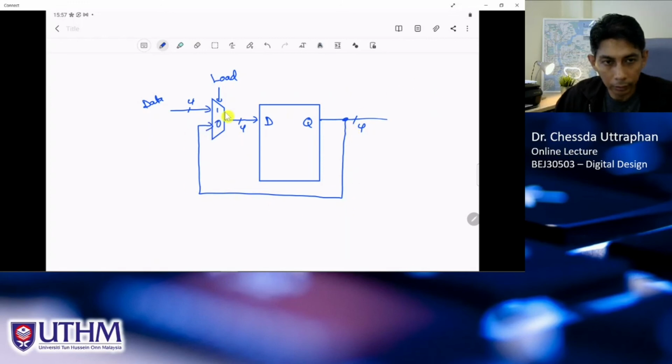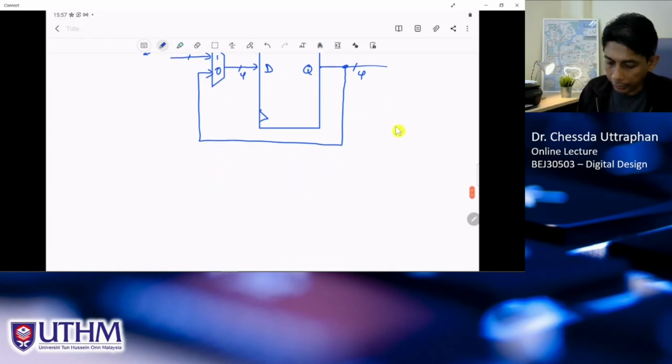So now we can control whether we want to get the data into the register or not, using this load control signal. When load equal to 1, then we read the data into the register. But if load equal to 0, although the clock is active, the data will always remain the same, because we have this.